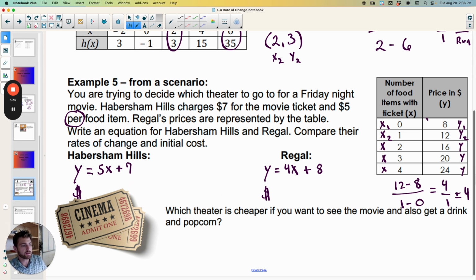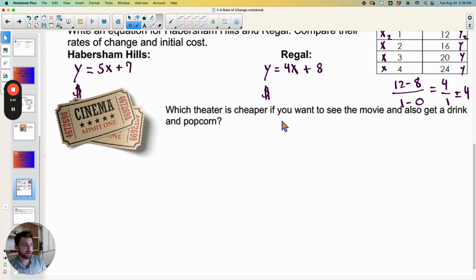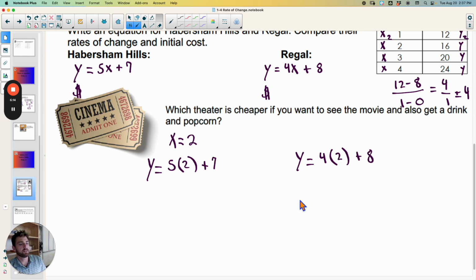So now that we know that, let's go answer this next question. It says, which theater is cheaper if you want to see the movie and also get a drink and a popcorn? So if you get a drink and a popcorn, that's like saying that x is equal to 2, because each additional item costs $5 if you go to Habersham and $4 if you go to Regal. So let's plug in 2 for each of these equations. So we can say y is equal to 5 times 2 plus 7, and on this for Regal we can say y is equal to 4 times 2 plus 8. And we'll just do some math here.